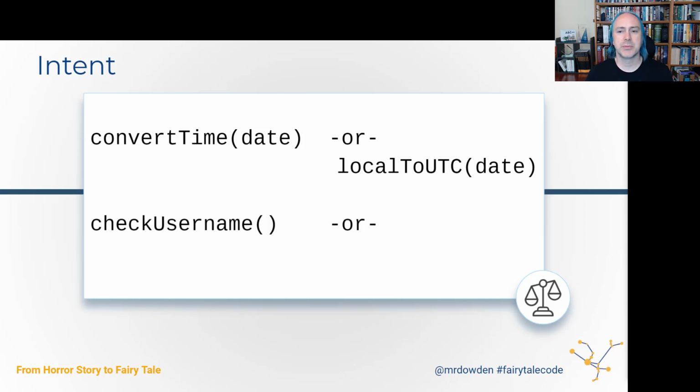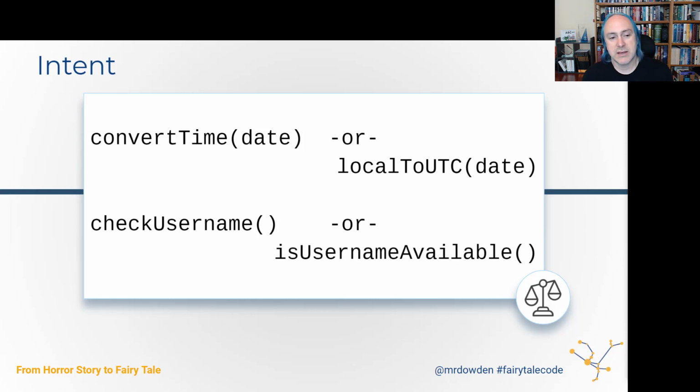Here's another example of intent. Check username. What am I checking it for? Am I checking to see if they're logged in, if they're not logged in, if the username's available or not available? Or I can just say it right in the function name, right? Is username available? Now I understand what that function's doing and what I might want to call it. That tells me the intent of that code.